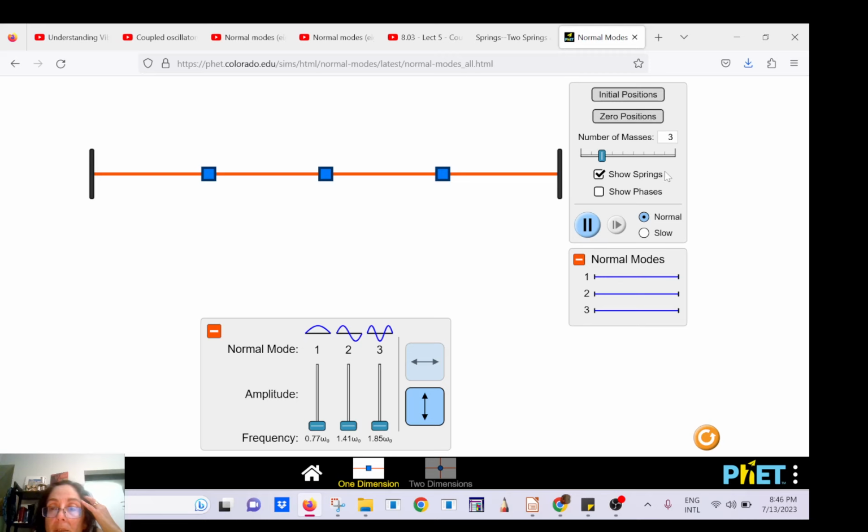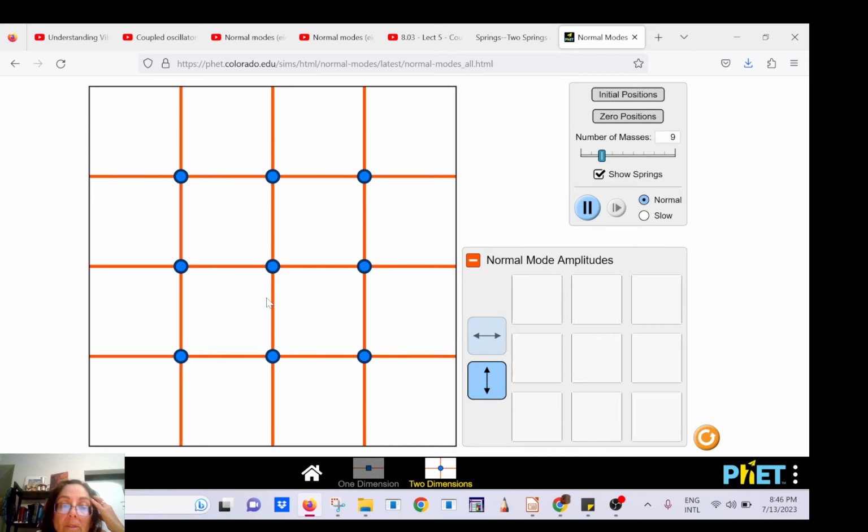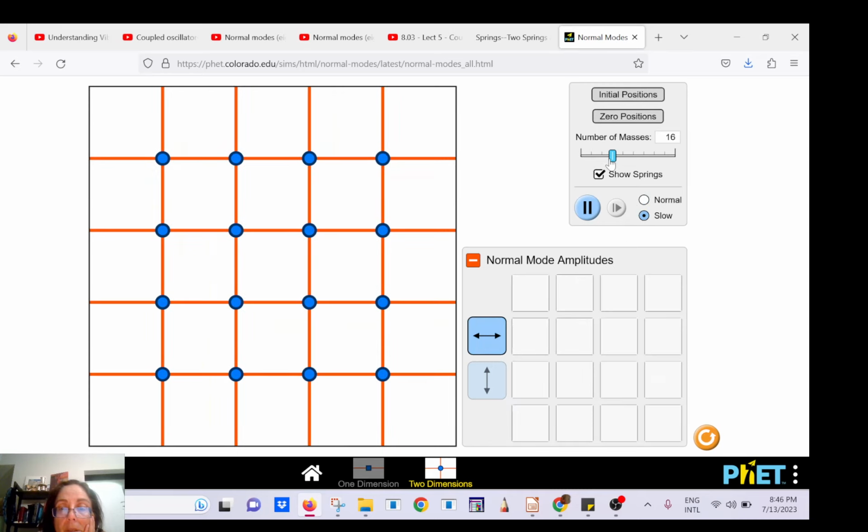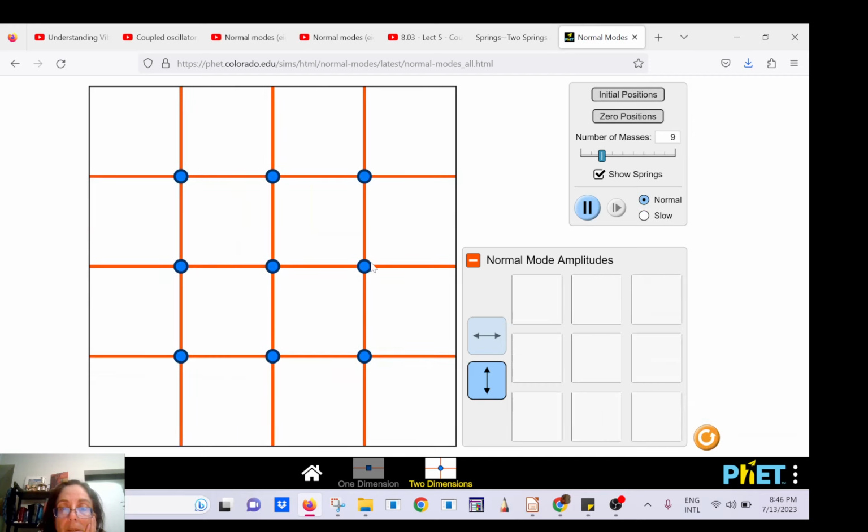So I can go in 2-dimension somewhere. Yeah, I can go in 2-dimension here. You see, I have also modes. Let's see. I don't know how to make it slow. Oh, I have to disturb it, of course.